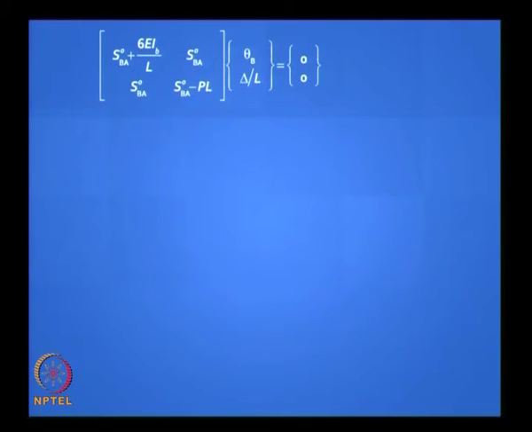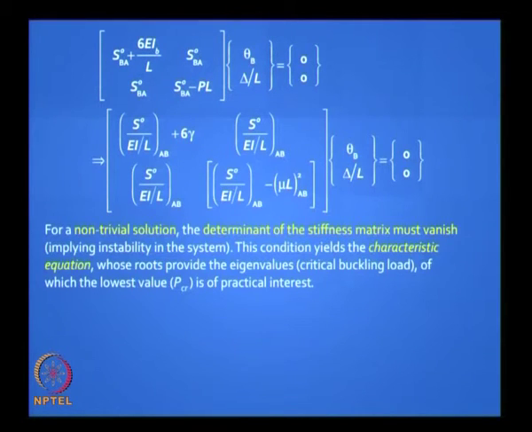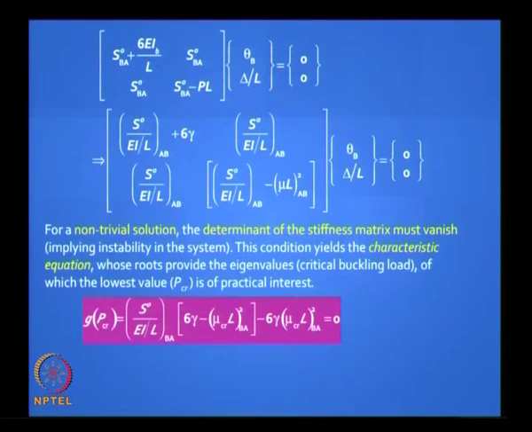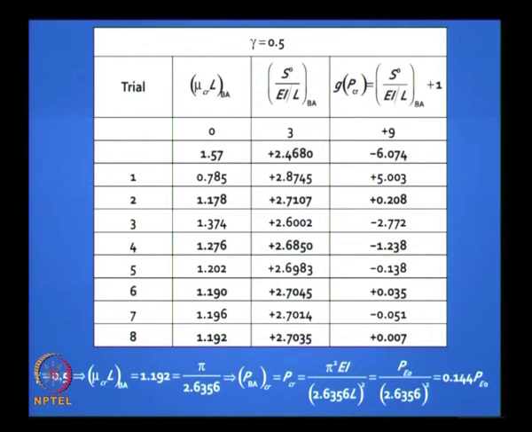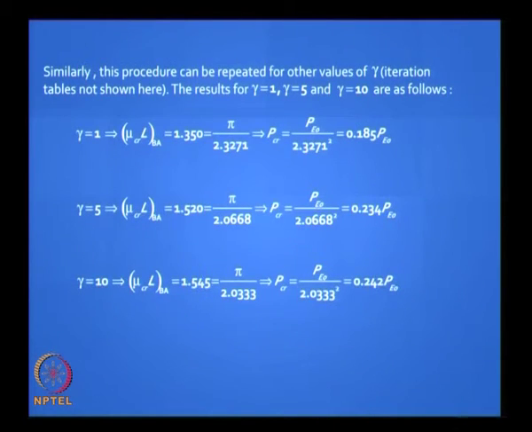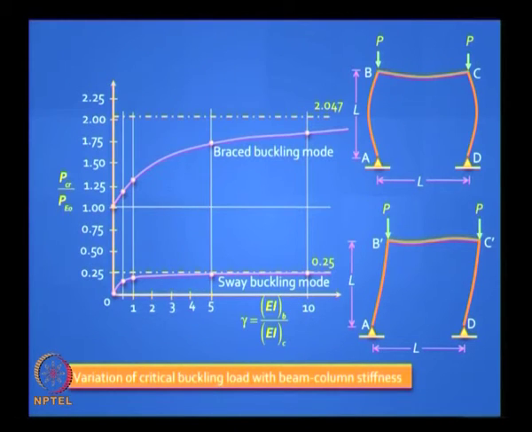What should we do? We should write down the determinant as equal to 0, and you will get a function in terms of P critical. Again, the two bounds are infinity and 2, but 1 divided by infinity is 0. So your values are 0 and pi by 2. Solve by the bisection method, you get another set of solutions. You get a very low value. Naturally under side sway you do not expect a high value, you get a low value. Similarly you do for the other gamma cases, and finally draw the picture.